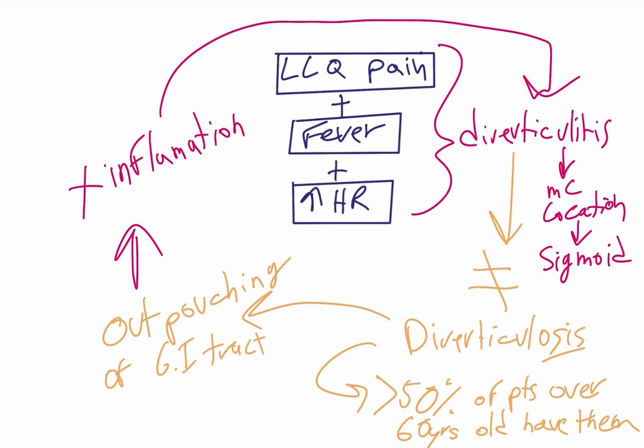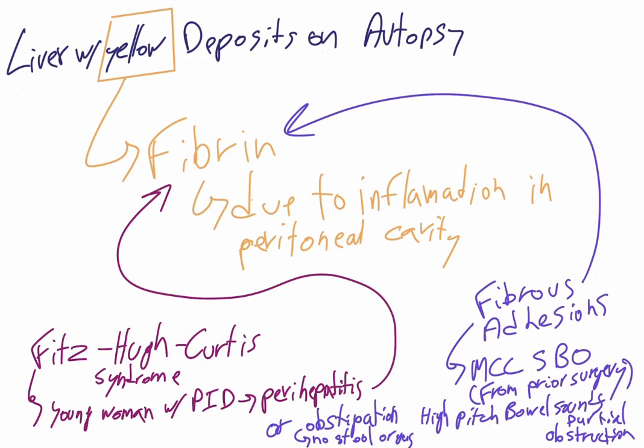Now, getting back to the funky liver, the yellow liver coating is fibrin. Why is it fibrin? It's due to the inflammatory process in the peritoneal cavity. Inflammation triggers neutrophils, macrophages, cytokines, and chemokines, leading to deposition of fibrin.